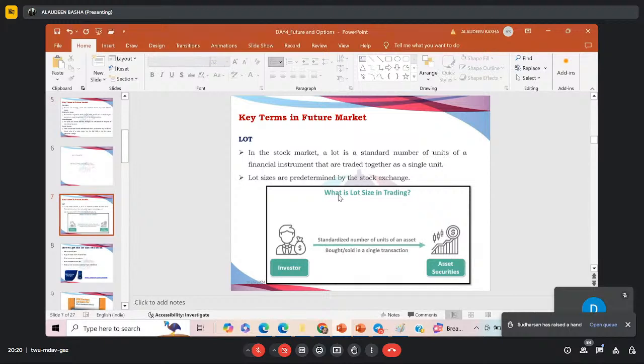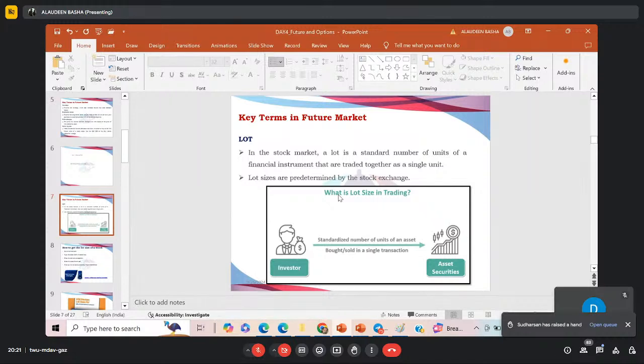In the futures market or options market, you can buy a product in a number of lots. This lot size is decided by the exchanges based on market capitalization, liquidity, and volatility. We will not decide the lot size in any stock or commodity or any derivatives. Based on this lot size, your profit and loss will be decided.